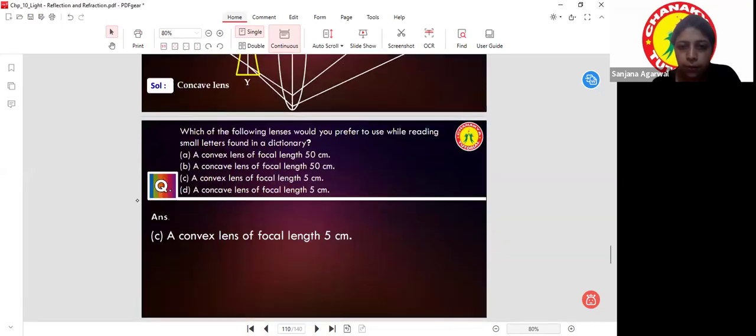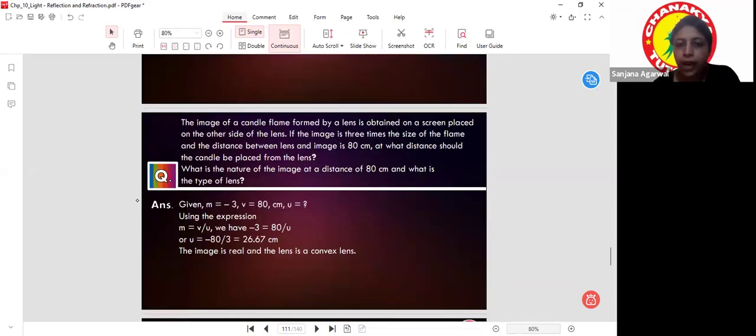Moving to the next question. This you try on your own. The image of a candle flame formed by a lens is obtained on a screen placed on the other side of the lens. If the image is 3 times the size of the flame and the distance between lens and image is 80 centimeter, at what distance should the candle be placed from the lens?